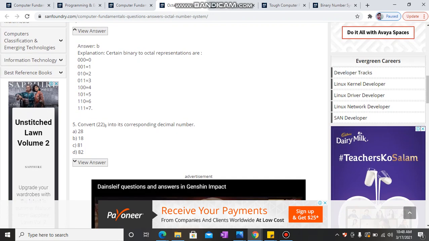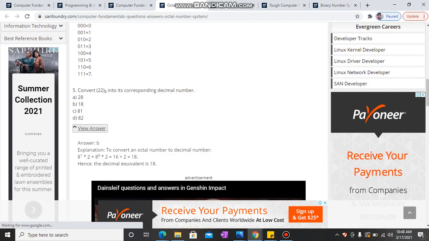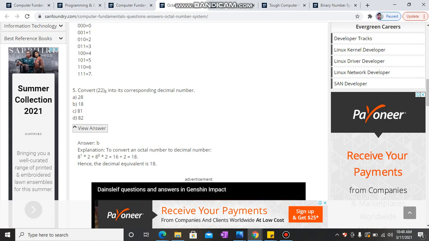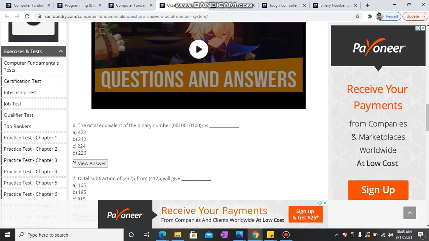So we have to convert that 22 into the corresponding decimal number. How can we do that? Very simple explanation to convert the Octa number to decimal. Like 8 is the base, power 0 is 1, that's equal to 1, and in this way you can solve this 22 in base 8.